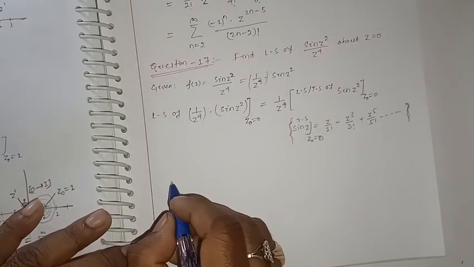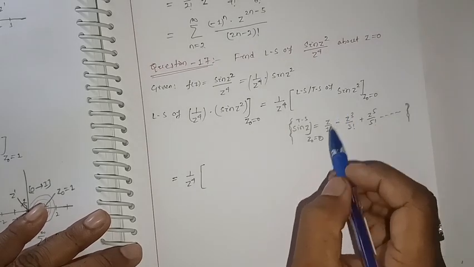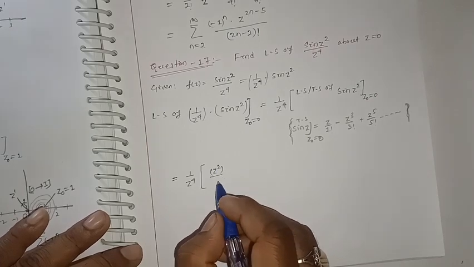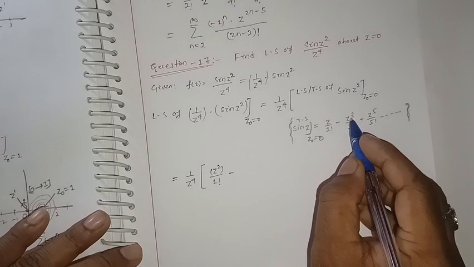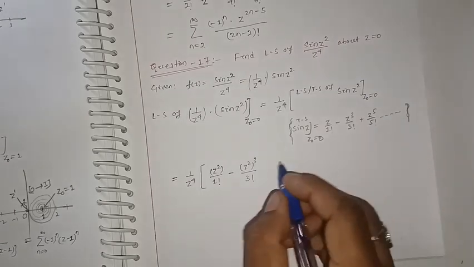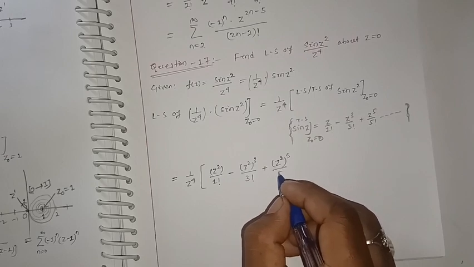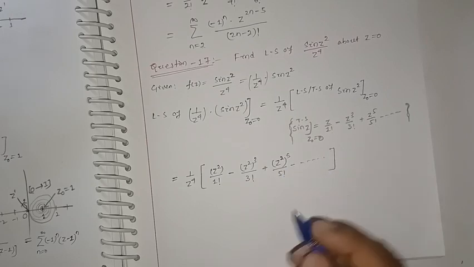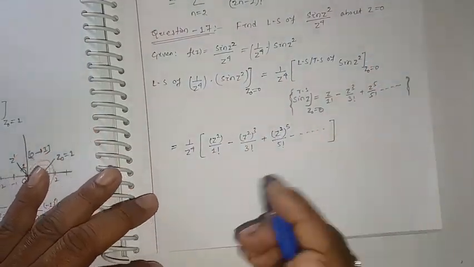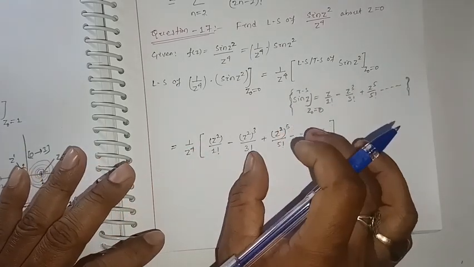So the Laurent series of this will be equal to 1 by z to the 4 whole into, here instead of z, z square. That is, z square by 1 factorial minus z square whole cube by 3 factorial, then plus z square to the power 5 by 5 factorial, then minus, and so on. Okay, so this is the Laurent series of the given function about z equal to 0. If you want, you can simplify it, or just keep it like this. This is the required Laurent series.